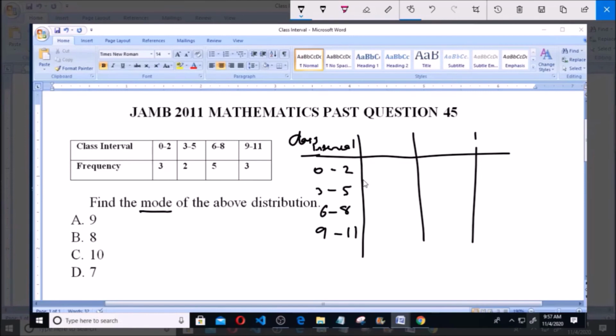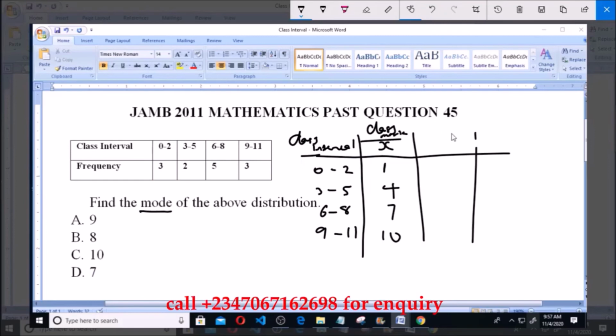So 2 plus 0 will give us 2, 2 divided by 2 will give us 1, 5 plus 3 will give us 8, 8 divided by 2 will give us 4, 8 plus 6 will give us 14, 14 divided by 2 will give us 7, 11 plus 9 will give us 20, 20 divided by 2 will give us 10. So these are the class marks, we call it X. It is derived from the class interval. Now from the frequency, the frequency of the first class interval is 3, the others are 2, 5, and 3.